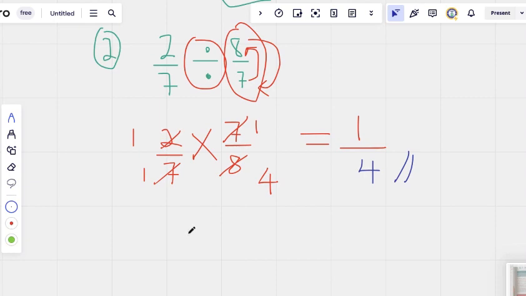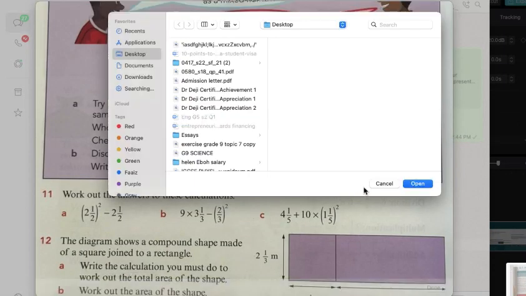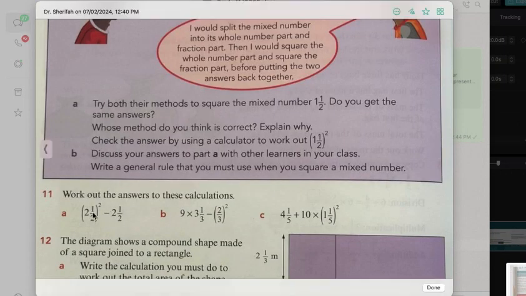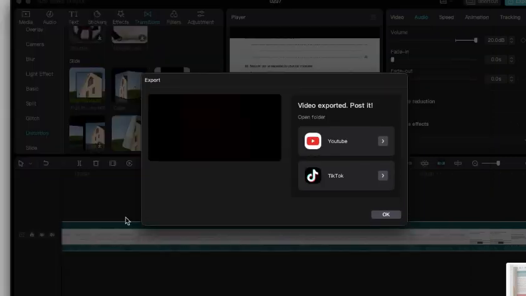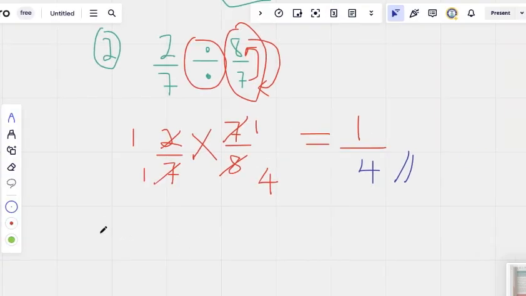Then there's what we call the BODMAS, the mixed operation in fraction. Now let's take a look at an example of a mixed operation in fraction. See, here we have 2.5 squared minus 2.5. Okay, this is a mixed operation. Question number 3. We have 2.5.